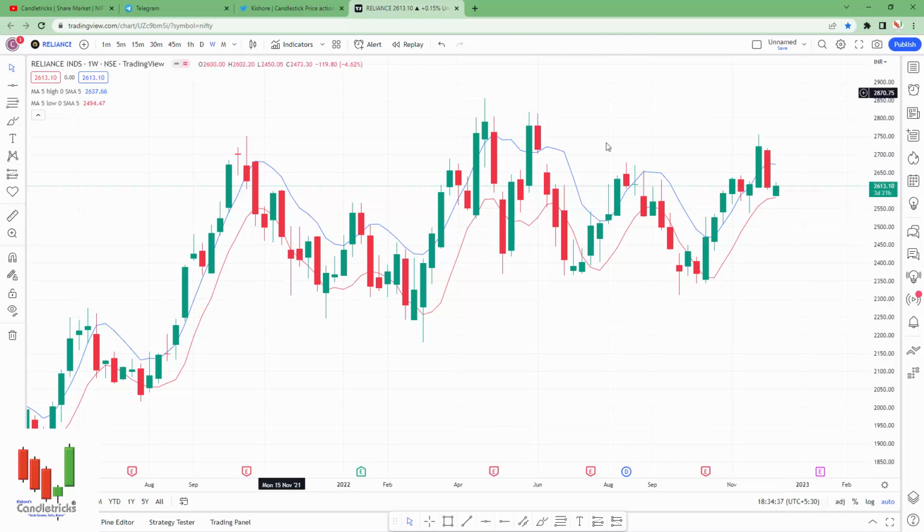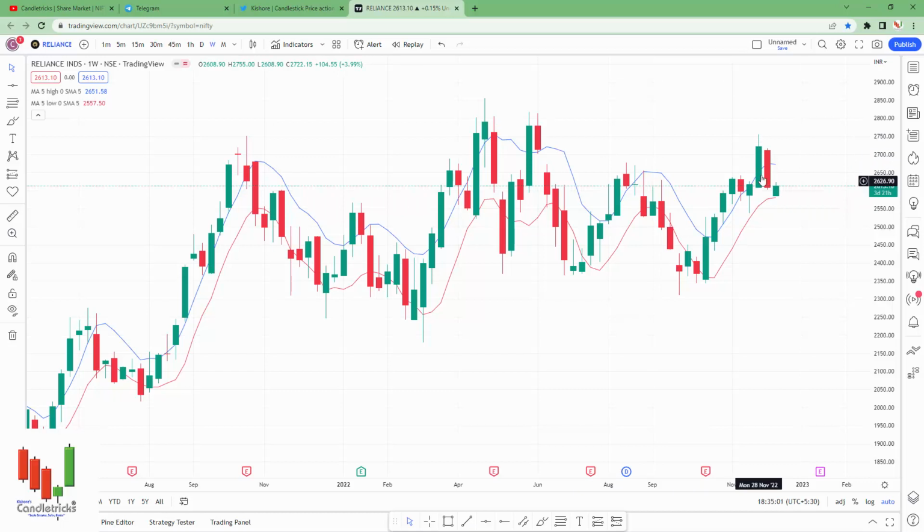Weekly chart, and which candle is closed outside abnormally above the line, both lines we are checking and selecting the stock. This stock is closed outside, so this stock we are selecting, and on Thursday or Friday we have to validate based on this abnormal close. Now we are going to check the lower time frame.